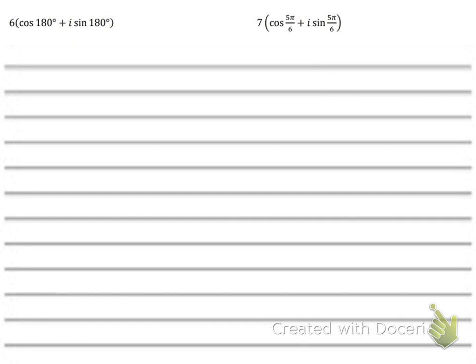All right, so if we have 180 degrees, at 180 degrees, my ordered pair is -1, 0. So I'm going to have 6 times -1, which is -6. And we're not going to have an imaginary part at all, because the sine of 180 is 0.